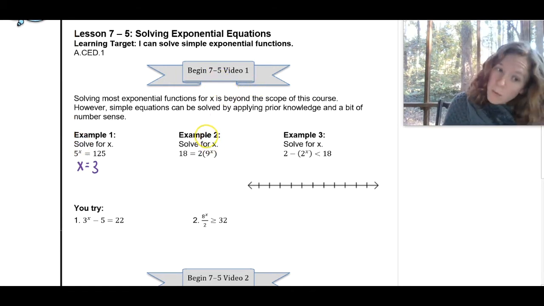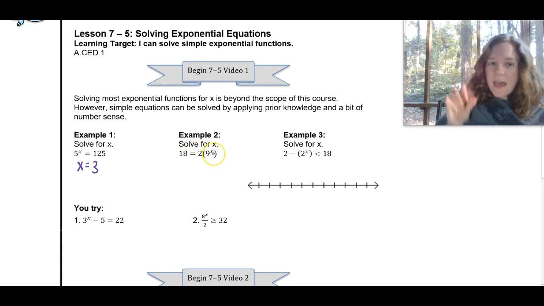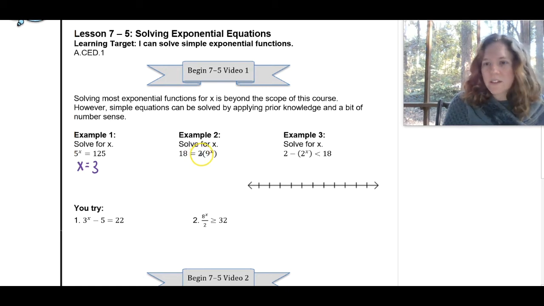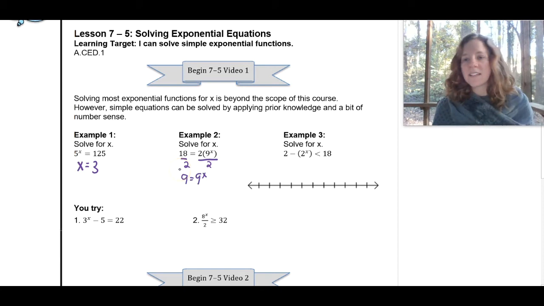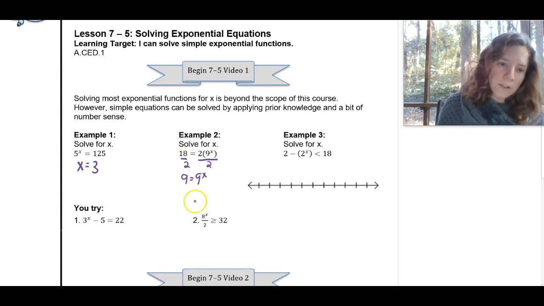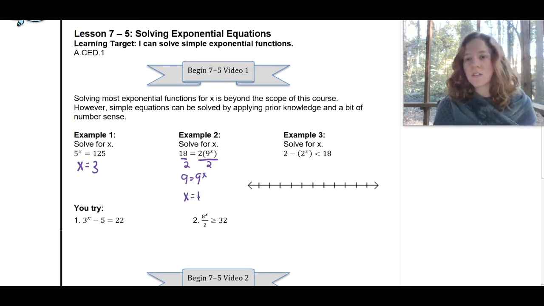Now, to make it a little bit more complicated, we threw a multiplier in here. What you're going to have to do for this is first get that basic 9 to the x power by itself. We did problems similar to this when we were doing quadratics. I just need to get rid of that 2 because it's complicating my life. So that 2 is being multiplied, so I'm going to divide by 2, and I get 9 equals 9 to the x. And now I get to guess and check again. 9 to the what power will give me 9? Well, hopefully you realize that 9 to the first power gives me 9, so my answer is 1.